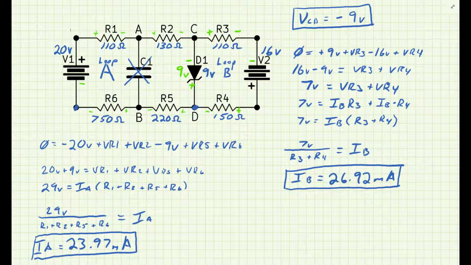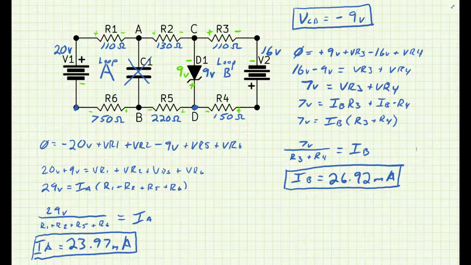Alright, so far we found that VCD is minus 9 volts. We used that information to find the loop current for loop B and loop A, which are the final currents. The loop B current will be the final current for R3 and R4, and therefore we can find the final voltage for those resistors. The loop A current is going to be R1, R2, R5, and R6 final current, so therefore we can find the final voltages for those.